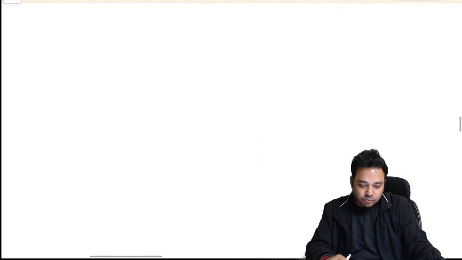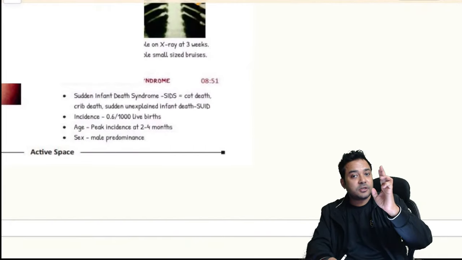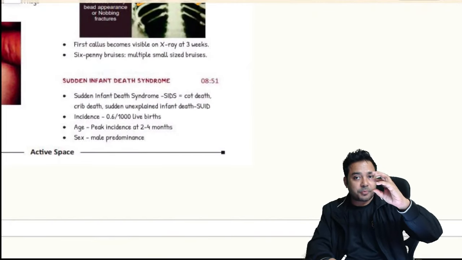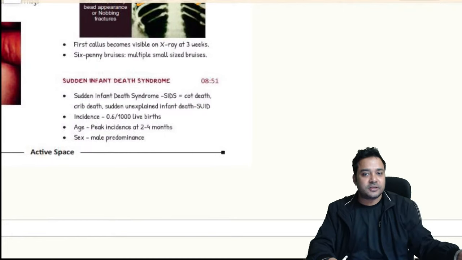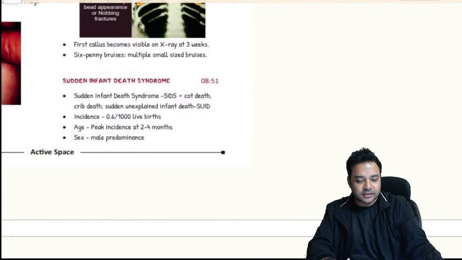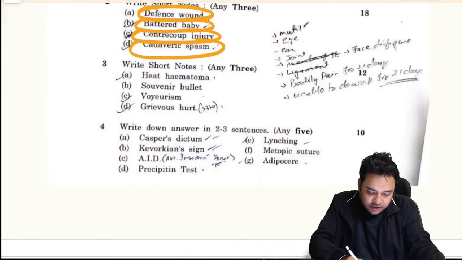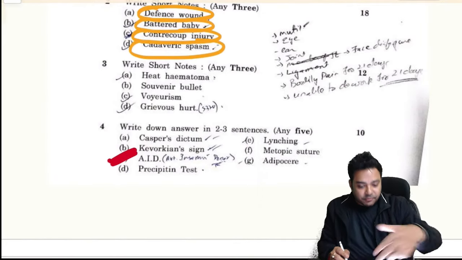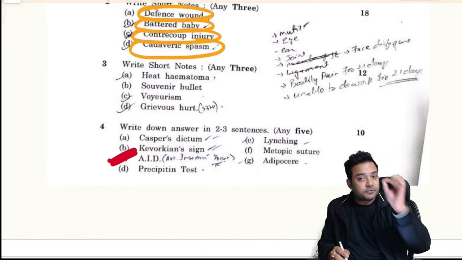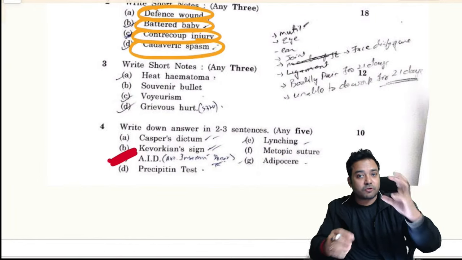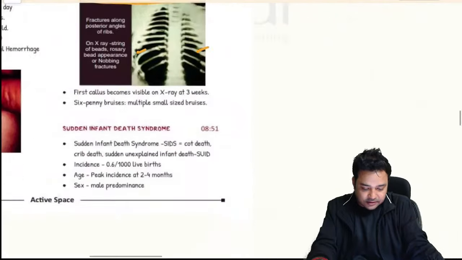Then one of the short notes was artificial insemination donor. Now, this is a topic which is asked across all the universities: write short notes on artificial insemination donor. Because there are a few important points which need to be covered about this. Then we will cover other topics too. Let us focus on this topic, which becomes a short note for all the universities.